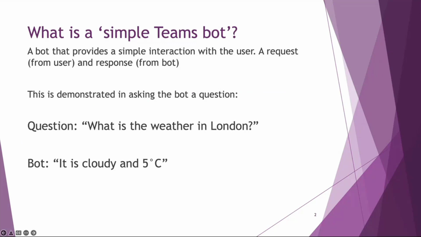So what is a simple Teams bot? This isn't a technical term. This is just something that I coined when I was making it. What I would deem a simple Teams bot is just a simple interaction. So you ask the bot a question, it gives you an answer. So for example, what is the weather in London? Okay, it's cloudy and it's 5 degrees. It could be what is the time in Finland, or whatever. It's just a simple request and response. It's nothing more than that.